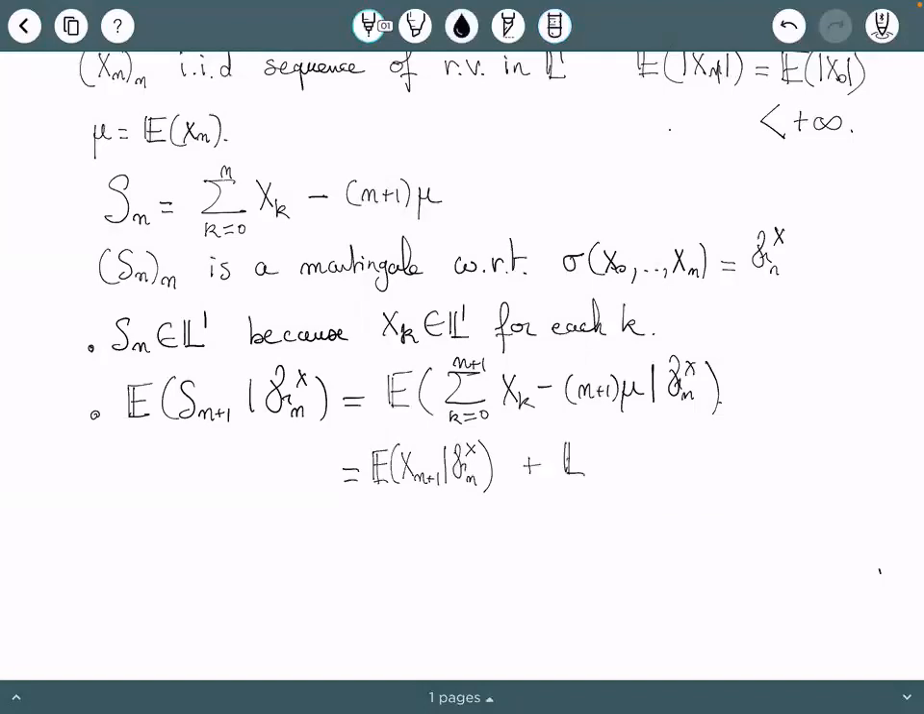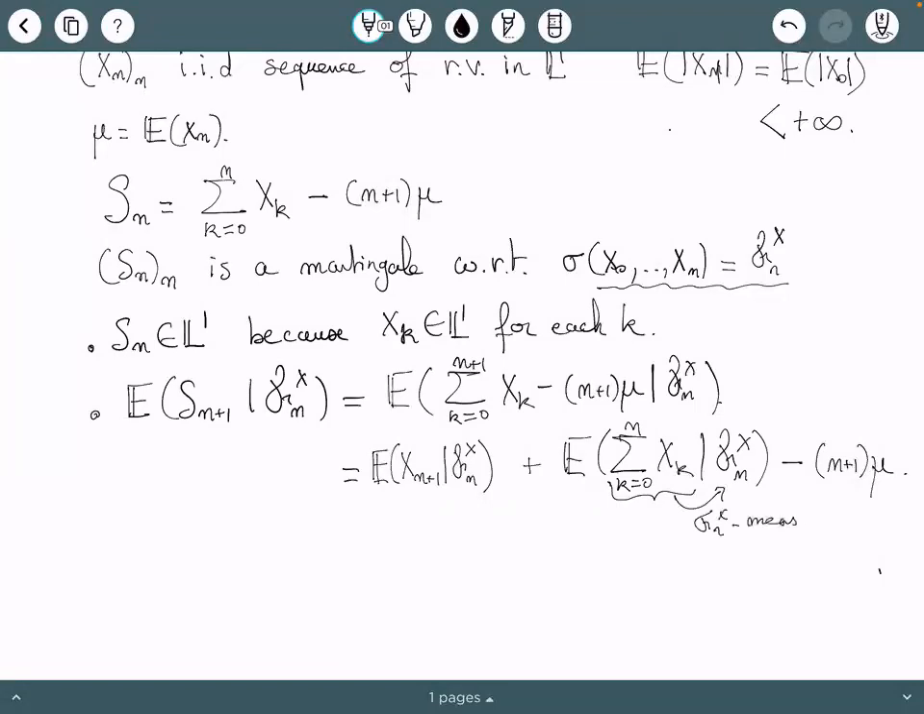Plus the conditional expectation of the sum from k equals 0 to n of Xk given F_n^X, minus (n+1) mu. Okay, but now since F_n^X is the sigma field generated by X0 until Xn, this sum is a deterministic function of X0, X1, X2, ..., Xn. So it is F_n^X measurable. So it means that the conditional expectation is exactly equal to the same random variable.